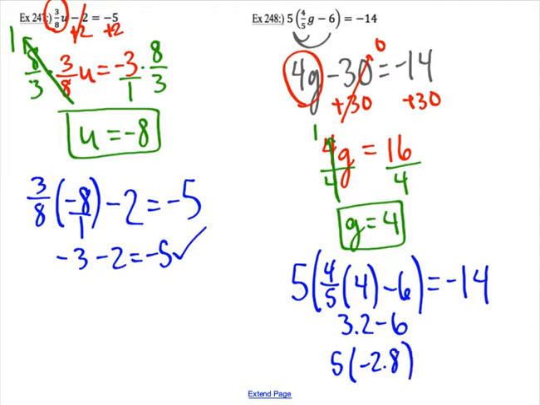So 5 times negative 2.8 equals negative 14. And 5 times negative 2 is negative 10. And 0.8 times 5 is negative 4. So yeah, negative 10 and negative 4 do make negative 14. That does check out for us.